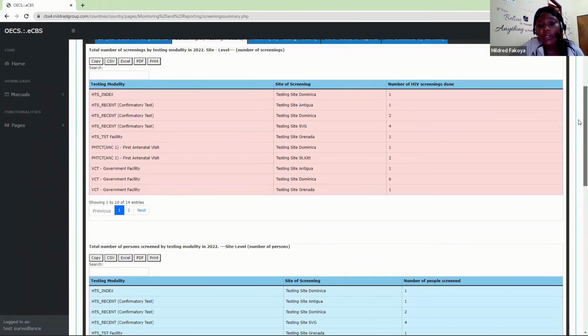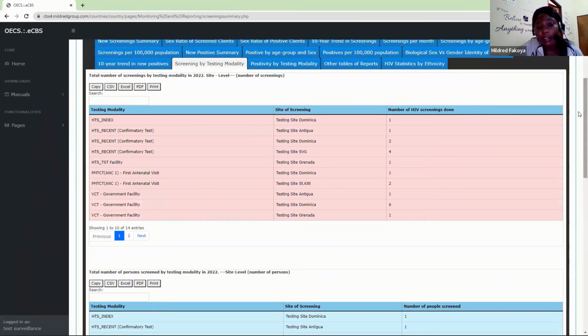The test sites also have their own reporting that is site level. When we looked at the screenings and management, they can also get their reports without having to go through surveillance. But the system automatically calculates HIV screenings done at each site and gives you the figures here.